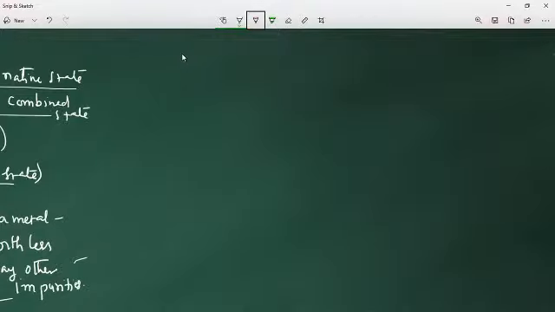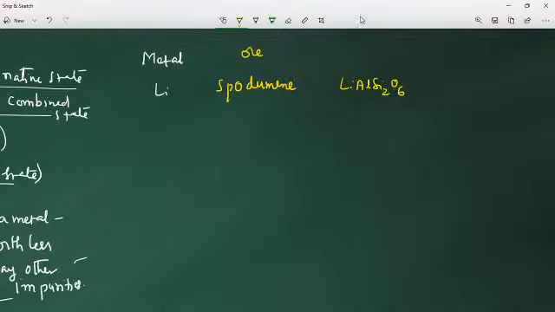Now, for example, if you take the metal lithium, it has an ore whose name is spodumene. Its formula is LiAlSi2O6. This is the formula of the lithium ore.